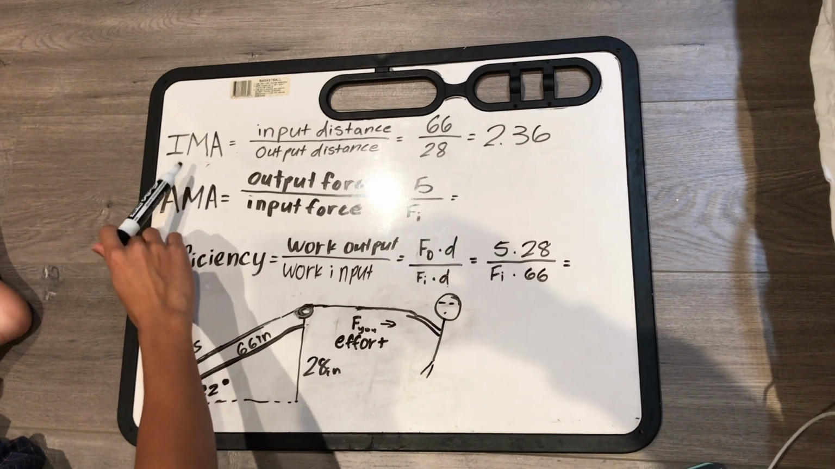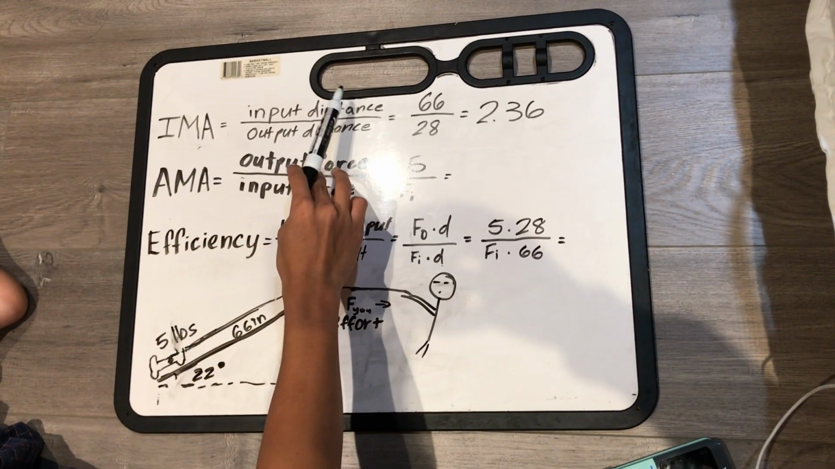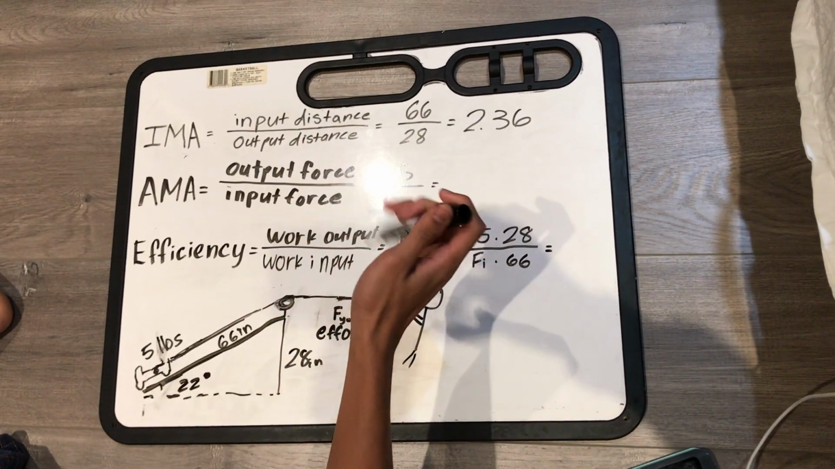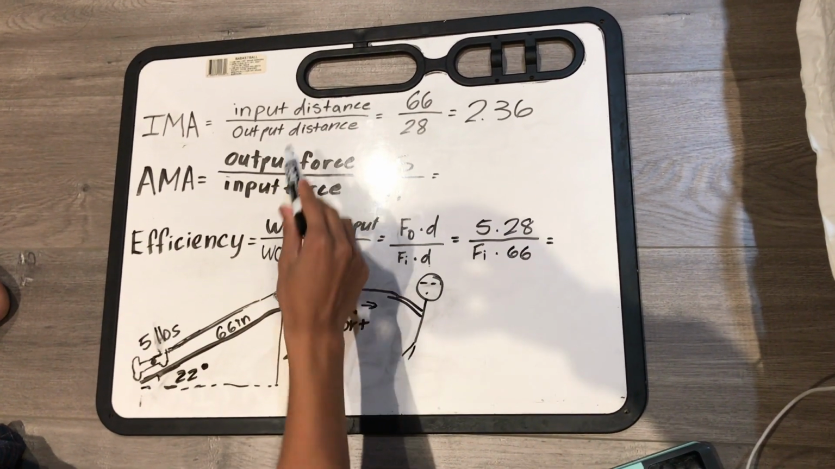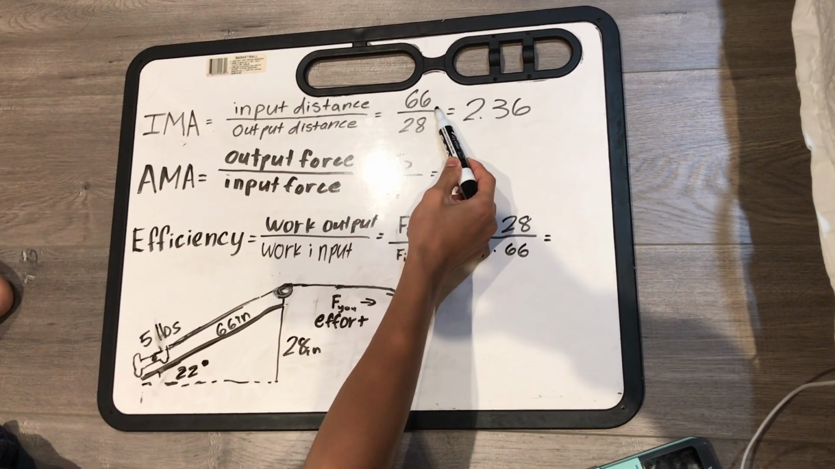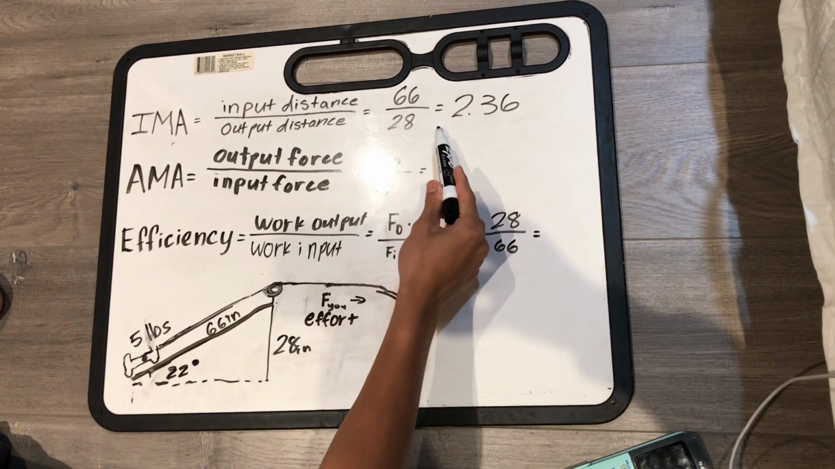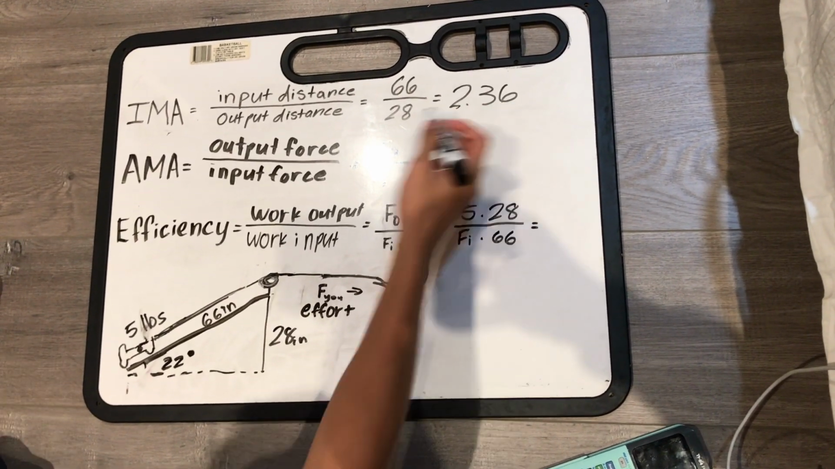So in order to calculate ideal mechanical advantage, we're going to do that by putting the input distance, which is the distance of the whole machine, which would be 66, over the height, which is 28, which gives us an ideal mechanical advantage of 2.36.